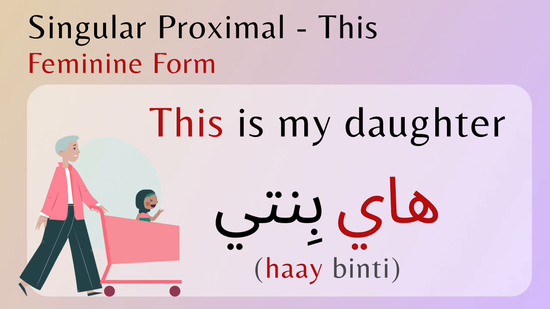Now let's look at an example sentence for this in the feminine form. This is my daughter. Hay binti. Hay means this, and it's in the feminine form because we're pointing out an object or a place or a person that is feminine. And binti means my daughter. Hay binti.